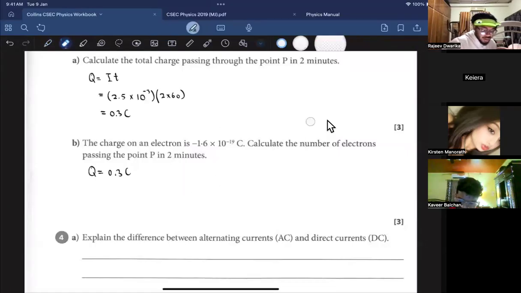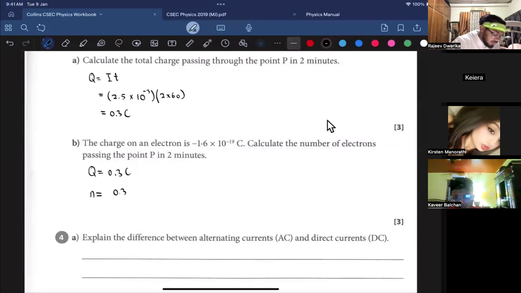So the first answer I showed you all was wrong. I was waiting to see if anybody would have a problem with it. You all didn't have a problem with it, which is sus. So if you want to figure out the number of electrons, all you're going to do is take the charge and divide it by the charge of one electron. Right? So N would be equal to 0.3 all over minus 1.6 by 10 to the power minus 19. What would that be equal to?